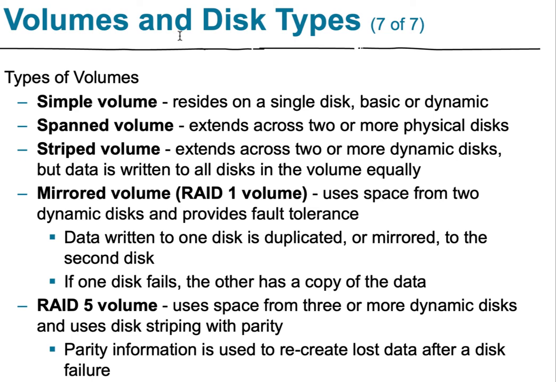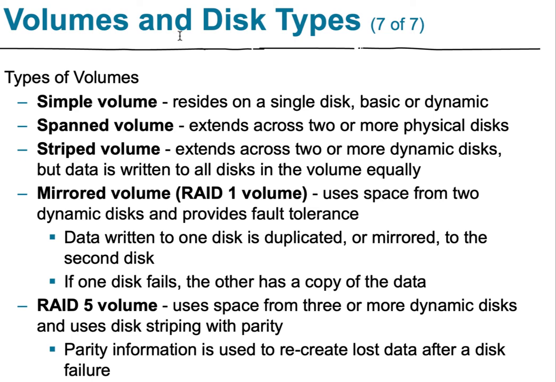Simple volume. A simple volume, as mentioned, resides on a single disk, basic or dynamic. On a basic disk, a simple volume can be extended, made larger, if unallocated space is available on the disk. A simple volume can also be shrunk on basic or dynamic disks. A simple volume on a dynamic disk can be extended on the same disk or to multiple disks as long as they have unallocated space. A simple volume can also be made into a mirrored volume by using two dynamic disks.